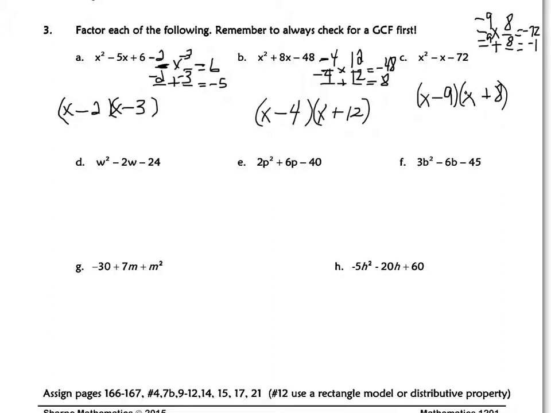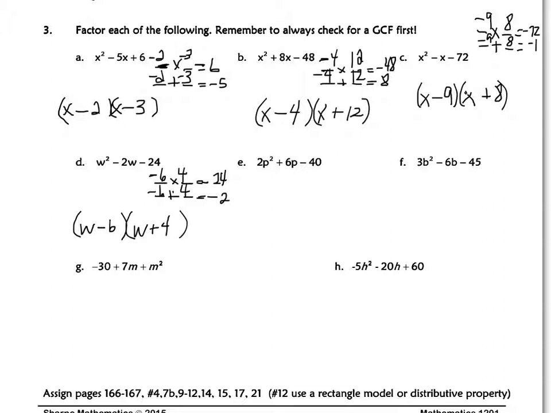The next expression, you're looking for two numbers that multiply to give you a negative 24 and add to give you a negative 2. And that would be 6 and 4, and you need the 6 to be the negative. They would multiply to give you negative 24, and they would add to give you negative 2. So your factors would be w minus 6, w plus 4.